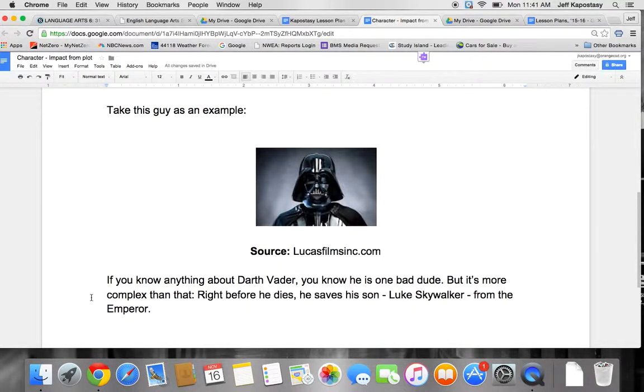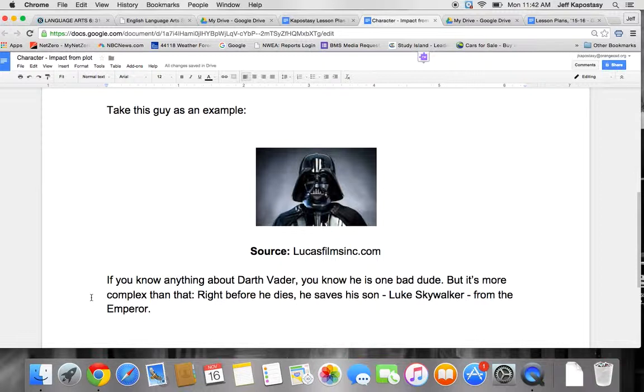If you know anything about Darth Vader, you know he's one bad dude overall. However, it's a lot more complex than that, and there are two giant changes that Darth Vader went through. First of all, for those of you who know Star Wars, you know that before, he was Anakin Skywalker, who was a Jedi. But then he went through some very tragic stuff that caused him to turn into Darth Vader, the bad guy. But then in Return of the Jedi, he actually saves his son Luke Skywalker from the Emperor, who's trying to kill him.